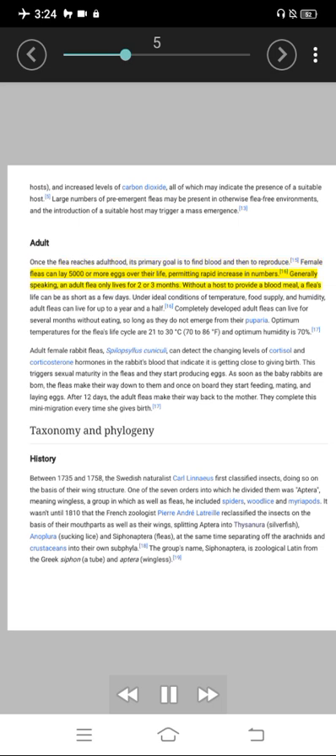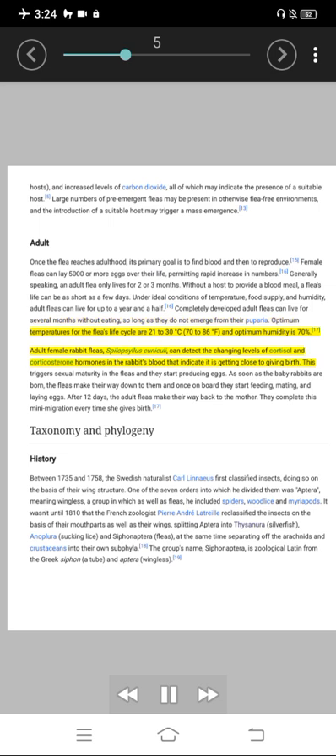Generally speaking, an adult flea only lives for 2 or 3 months. Without a host to provide a blood meal, a flea's life can be as short as a few days. Under ideal conditions of temperature, food supply, and humidity, adult fleas can live for up to a year and a half. Completely developed adult fleas can live for several months without eating, so long as they do not emerge from their puparia. Optimum temperatures for the flea's life cycle are 21 to 30 degrees Celsius, 70 to 86 degrees Fahrenheit, and optimum humidity is 70%.